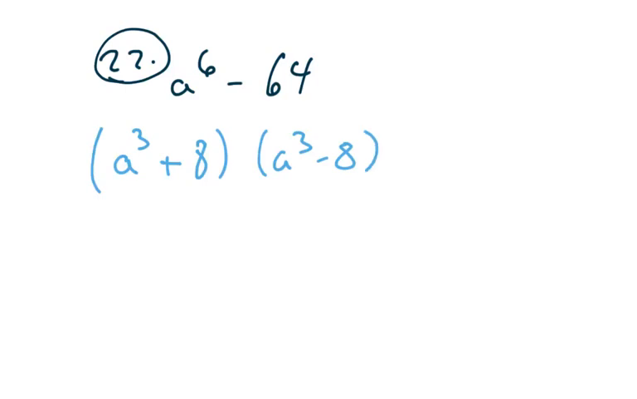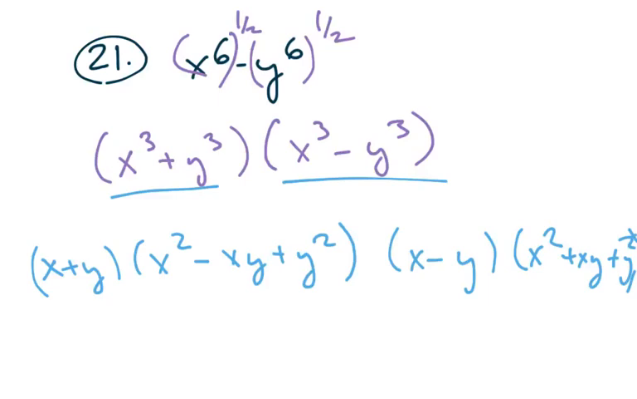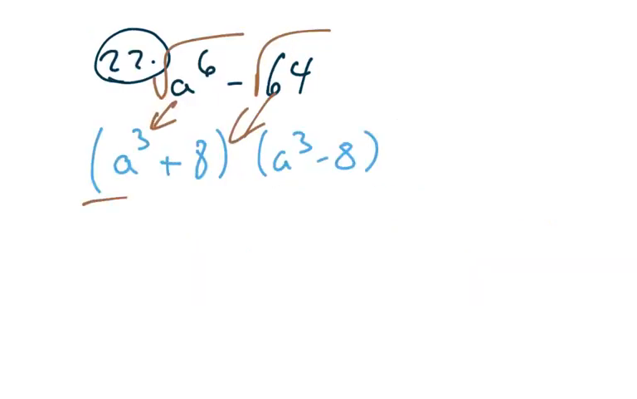Apologies, so let me be clear here. The square root of this is a cubed. The square root of this is 8. So write them down plus or minus. But these are just like the previous ones. You can take the sum and difference of cubes. So we'll go ahead and do that for both of these.